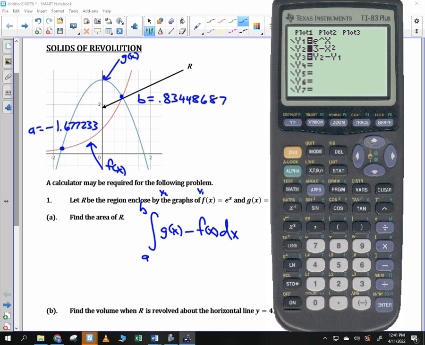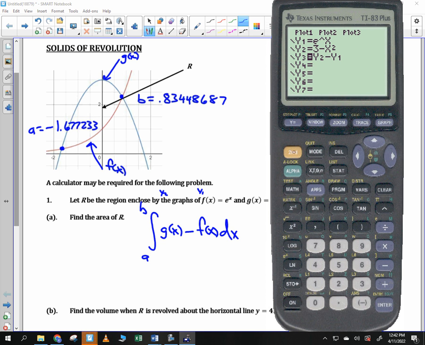If you wanted to retype everything in, you can, but I'm just going to take the highlighted portion. I'm just going to calculate the integral of that, y2 minus y1. Is there any question about where we're at so far?